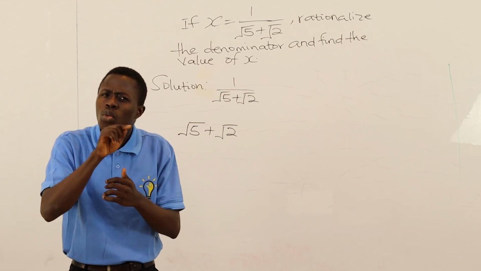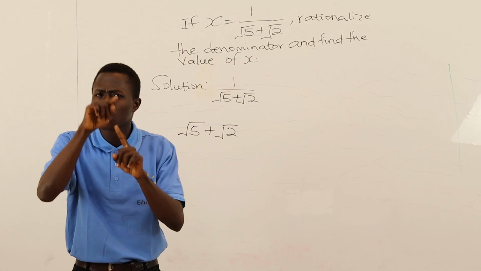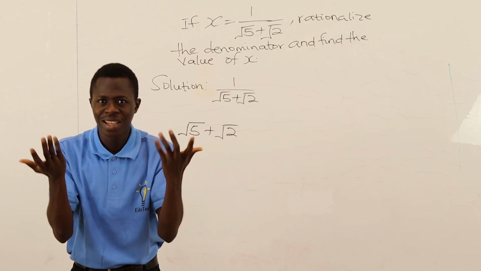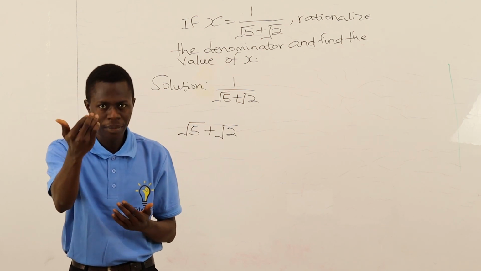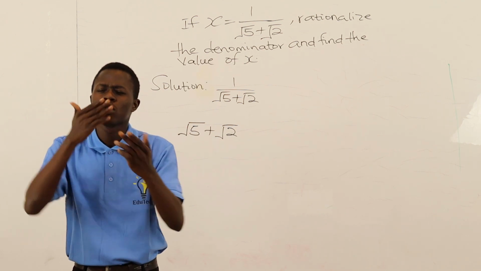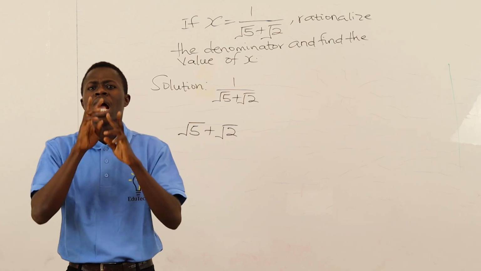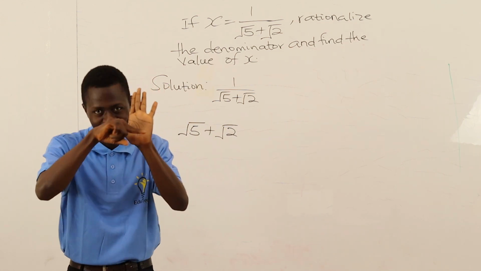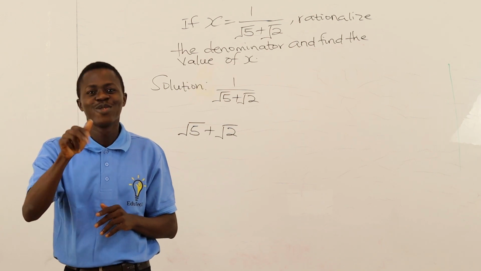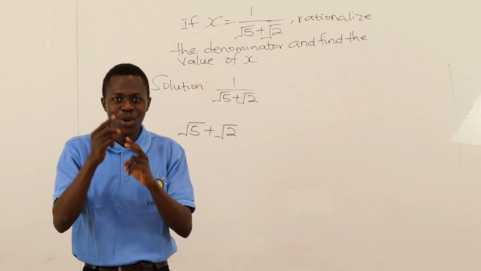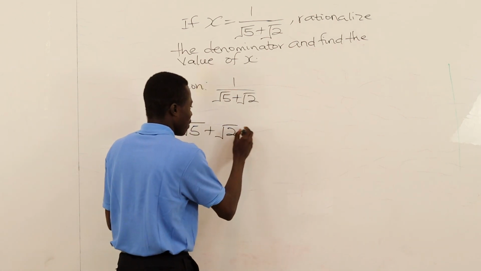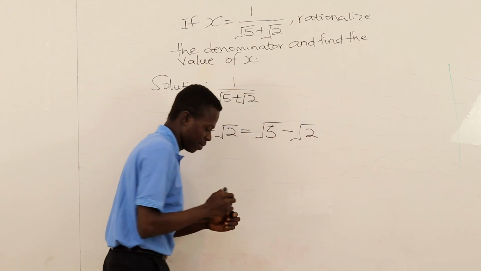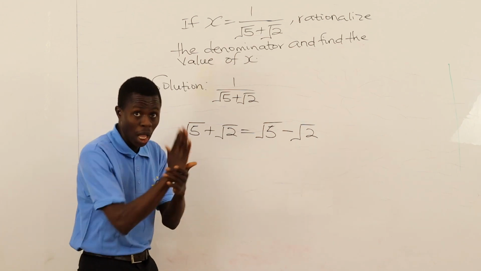Now, please try finding the conjugate surd of square root of 5 plus square root of 2, and let's see. On your own, try finding it. The conjugate surd. Perfect. So your answer is right. The conjugate surd will be square root of 5 minus square root of 2. Yes, that's the answer. So we are going to have square root of 5 minus square root of 2 as our conjugate surd.